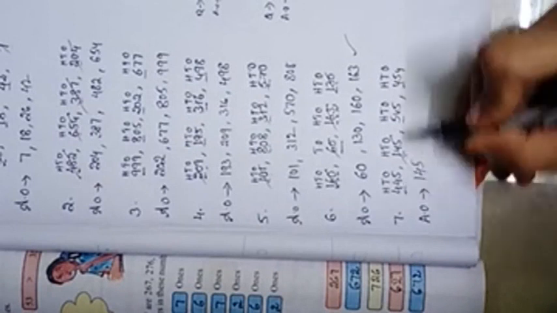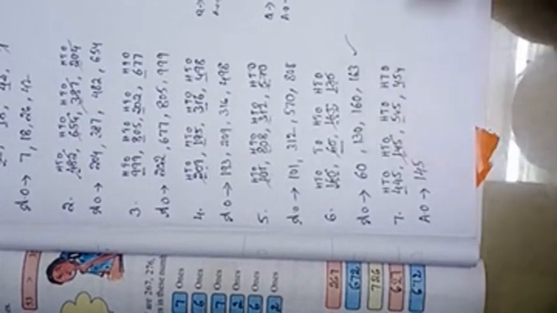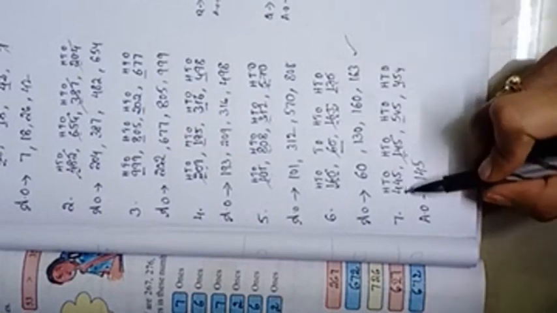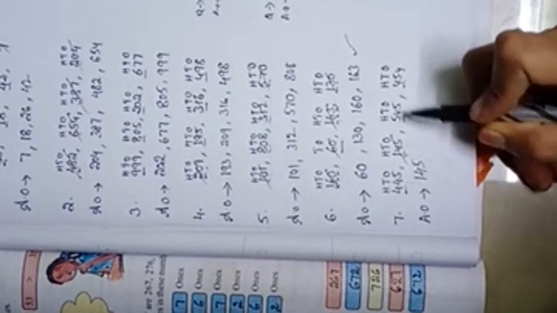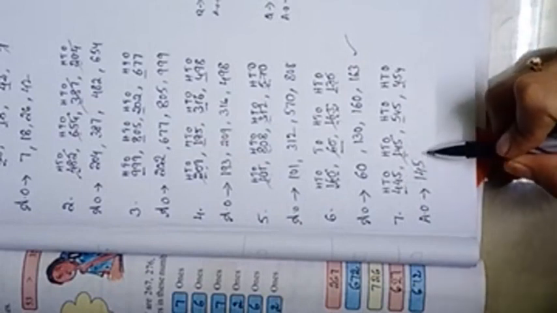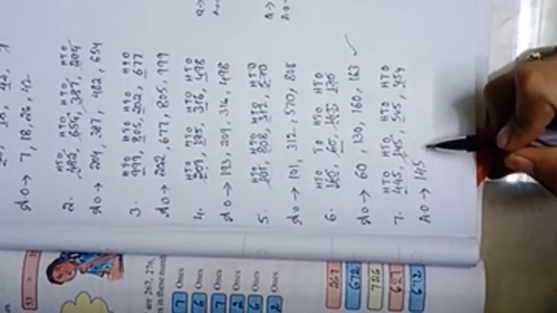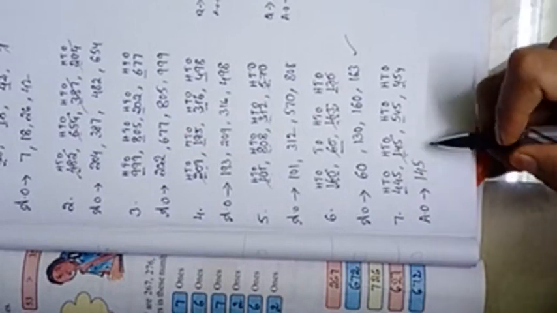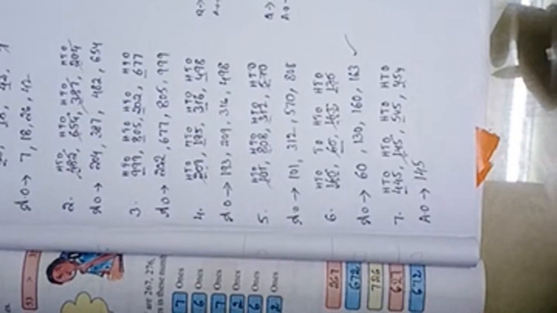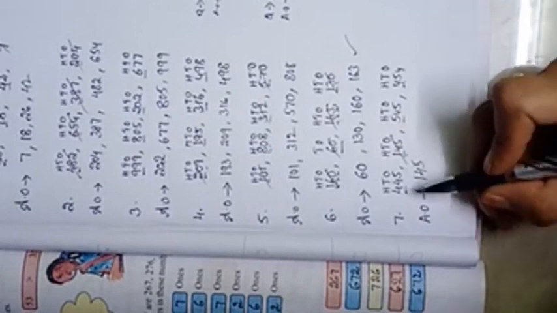Next, 4, 5, 4. After 1 comes 2, after 2 comes 3, after 3 comes 4. With 4 I have 2 numbers here. But out of these 2 numbers, which one will come in second place? That is very important to observe carefully.